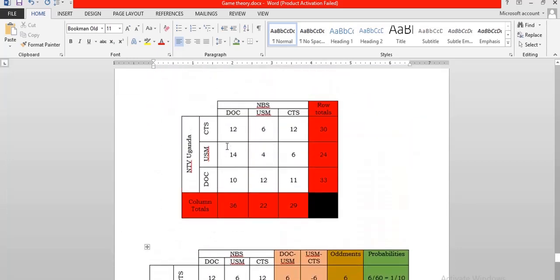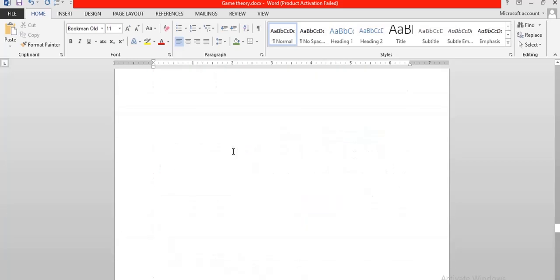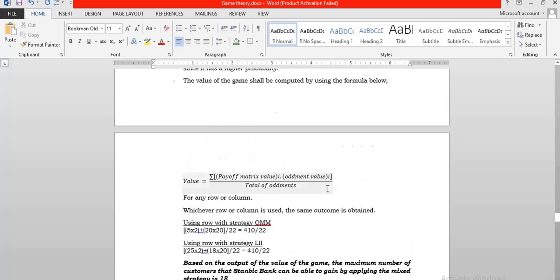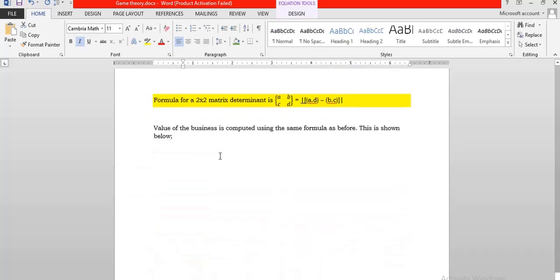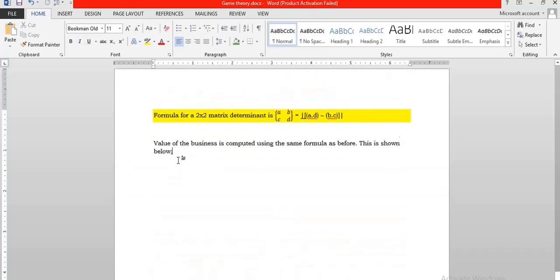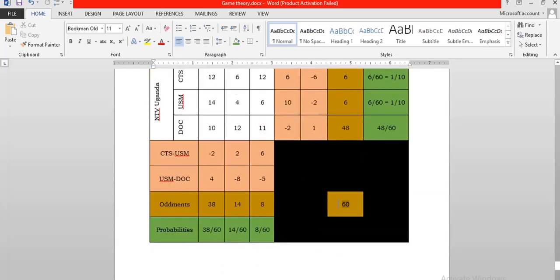Okay, so we are going to copy this formula here, and we shall use it down here. It is here. We are going to use this formula here. So I shall say value equals the payoff matrix value times the oddment value, divided by total oddments. Total oddments is 60, they are here.